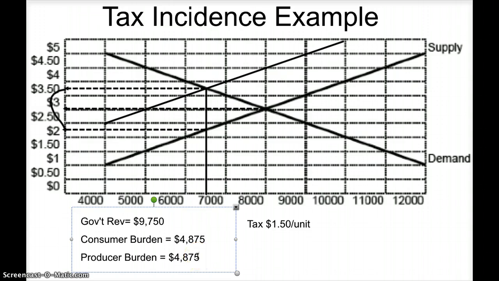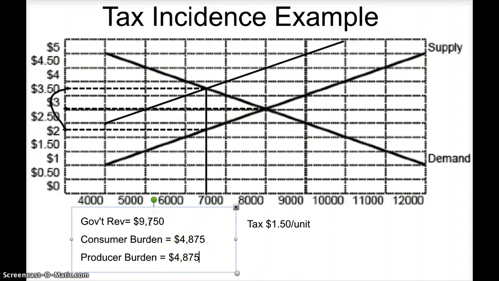Now you can see right down here that the consumer burden and the producer burden are the exact same thing. What that tells us is that supply and demand are fairly unit elastic, or that they actually have the same elasticity, which is probably a better way to say it. Because they have the same elasticity, that's what it shows us.